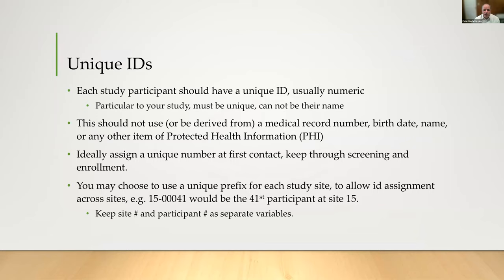Ideally, you would assign a unique number at the first contact and keep it through screening and enrollment. You may choose to use a unique prefix for each study site to allow ID assignment across sites. 15-00041 would be the 41st participant at site 15. Or you can keep site and participant number as separate variables if that's easier.